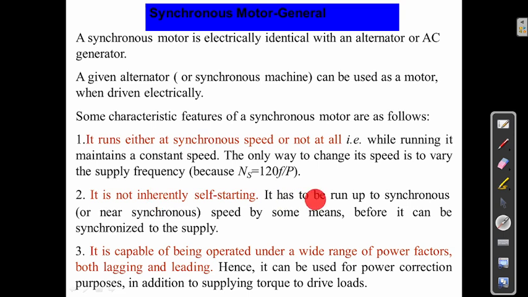It has to be run up to synchronous or near synchronous speed by some means before it can be synchronized to the supply. It is capable of being operated under a wide range of power factors, both lagging and leading. Hence, it can be used for power factor correction in addition to supplying torque to drive the loads.